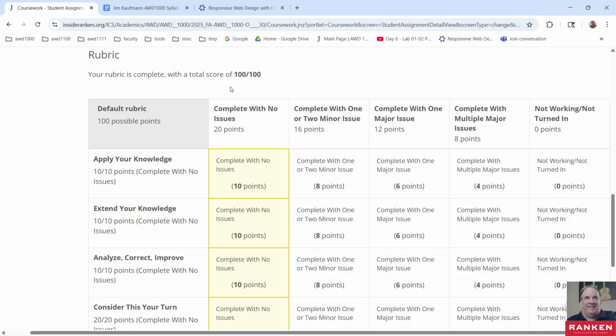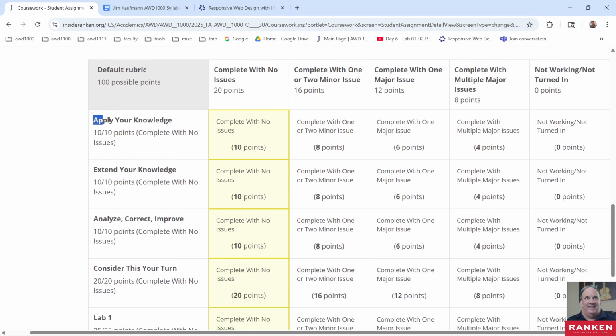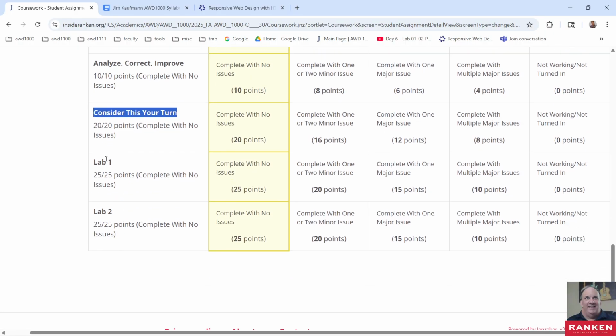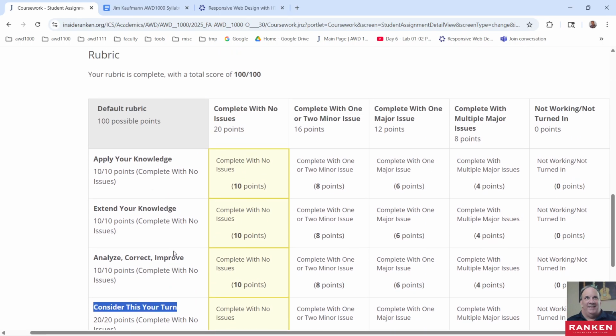These are a little different, where if you completed your assignment with no errors, so these are the different assignments. We have apply your knowledge, extend your knowledge, analyze and improve, consider this your turn, and lab 1 and lab 2. So what I will do as an instructor is I'm going to come in here and I will select, I can't do it anymore because I think I came in here as a student now, but once it's graded, you should be able to come in here and you'll see how it was graded, and if any notes are also associated with it.